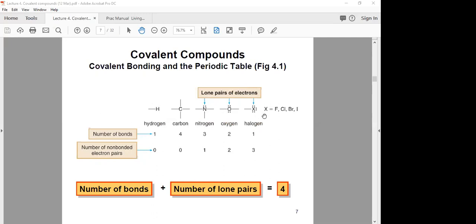Okay, the halogens. Group 7A, fluorine, chlorine, bromine, iodine. They possess 7 valence electrons. They want 8. In other words, they will use 1 of their 7 valence electrons to form 1 covalent bond. Here it is here, 1 bond, and that leaves the halogen with 3 lone pairs of electrons, as you can see here. All right, any questions so far?